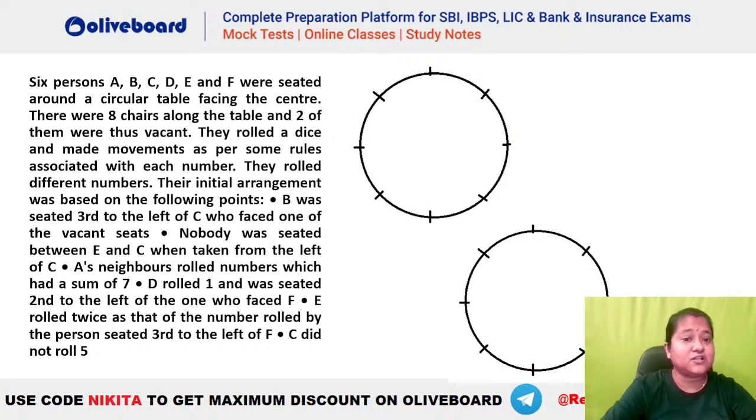So find the initial arrangement and the numbers they have rolled. And also there are 2 vacant seats in here, right? So this has vacant seats. And recently in your clerk mains examination, we had a question on vacant seats. So let's check. Okay, try this out.